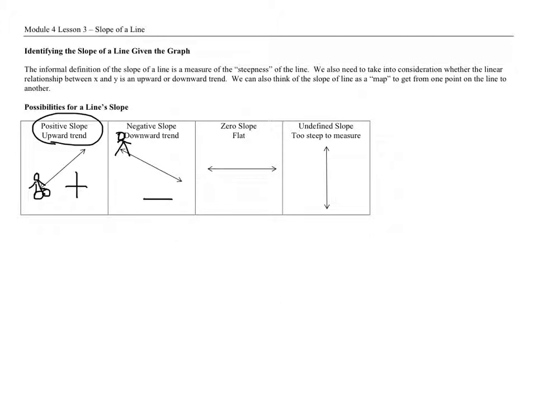The next one is a flat area, so it's zero slope. We assign the number 0 to this slope because I'm just walking on flat ground. And last but not least, this undefined slope, which is too steep to measure. This is a vertical line. Think of it as going up the side of a building. It's just so steep, there's no way you could walk or ride a bicycle up the side of a building unless you're like Spider-Man, but he even needs to grip. So those are your 4 possibilities.